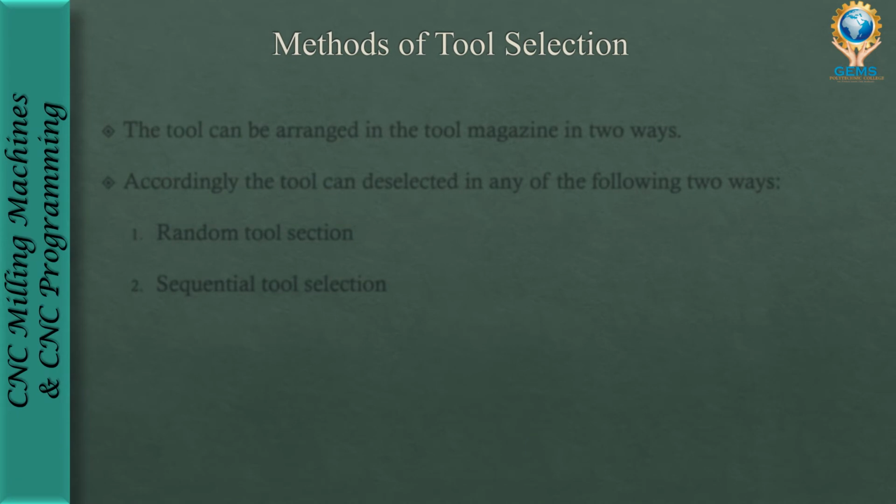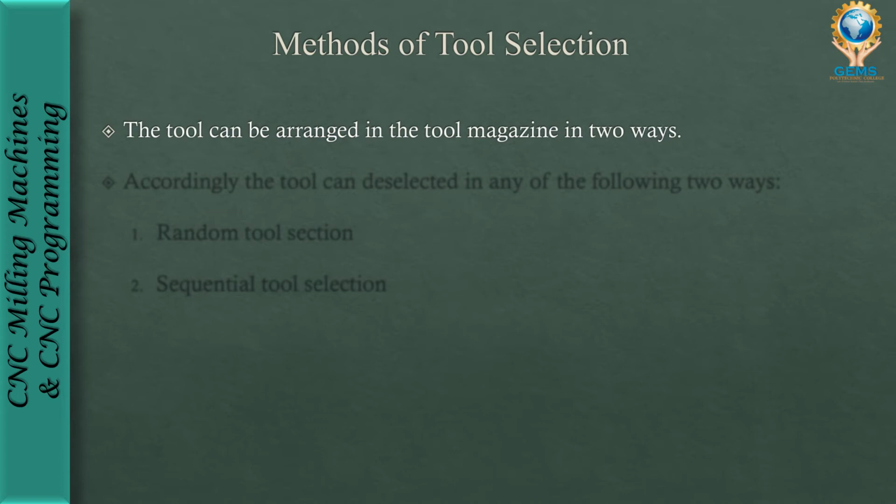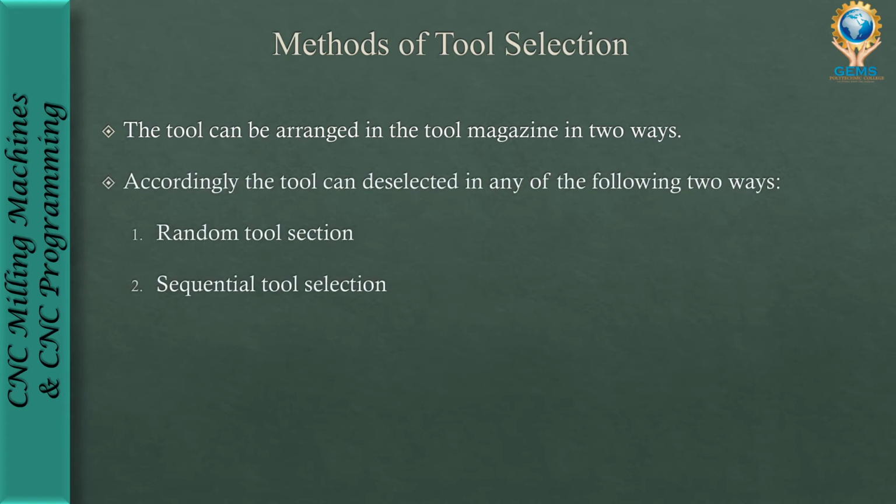Now comes the method of tool selection. The tools can be arranged in the tool magazine in two ways. We saw the tool magazine types, drum type and chain type. But when it comes to tool selection, there are two methods used. The tools can be selected in either of the following two ways: random tool selection and sequential tool selection.